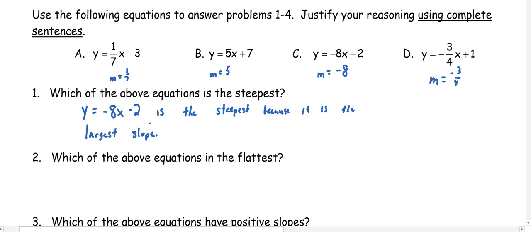So which of the above equations is the flattest? Well, in this case, that would be the 1/7 equation because that's the smallest slope. So y equals 1/7 x minus 3 is the flattest, or least steep, line because it is the smallest slope.